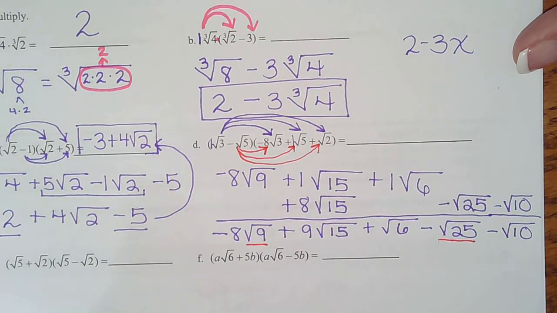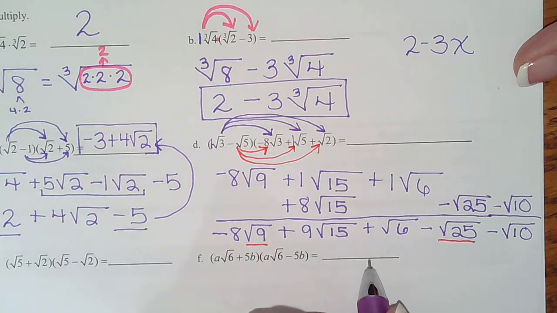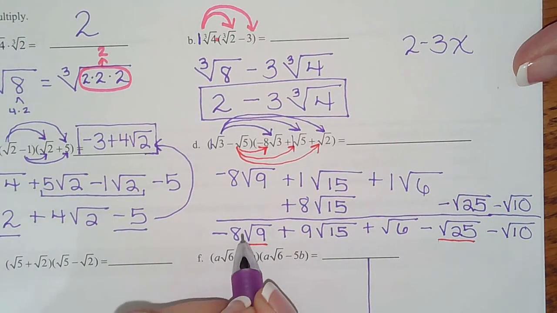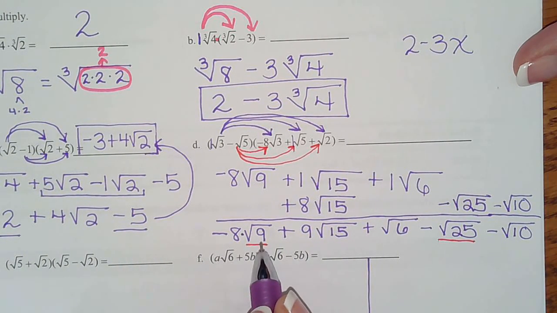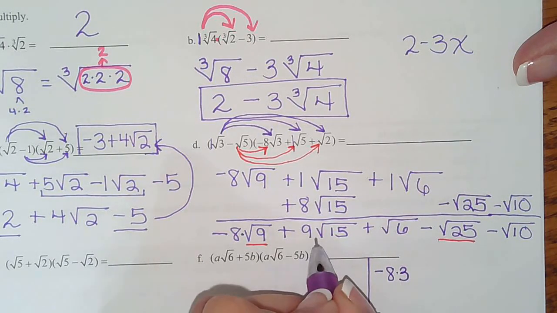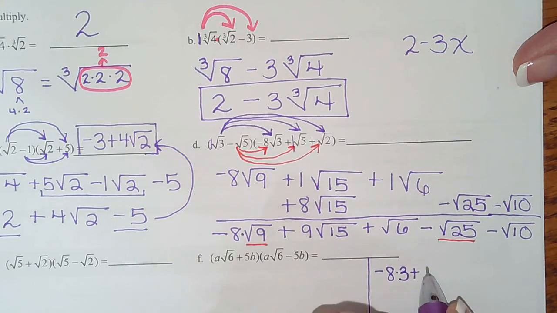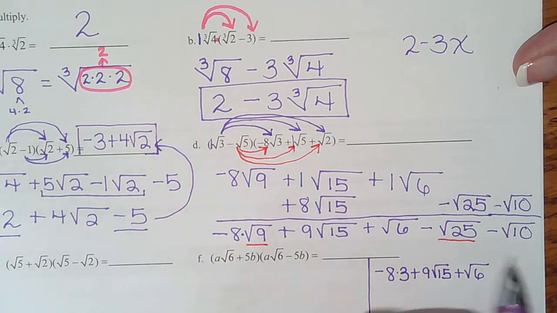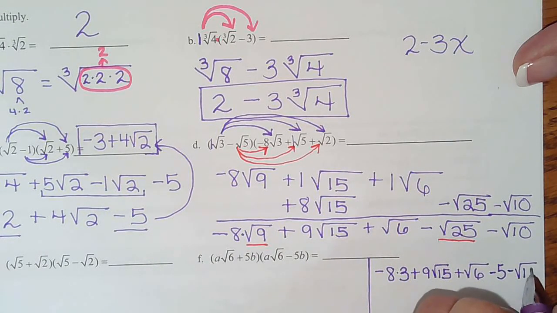So we're kind of running out of room here. I guess we'll go over here because these don't take as much room. So this is going to turn into negative 8 times what? Square root of 9 is 3. So negative 8 times 3. This can't be simplified. This can't be. So just bring them over. 9 radical 15 plus radical 6. This can be simplified because the square root of 25 is 5. So we write minus 5. And 10 doesn't have any pairs, just a 2 and a 5. So we'll just bring it down as minus radical 10.